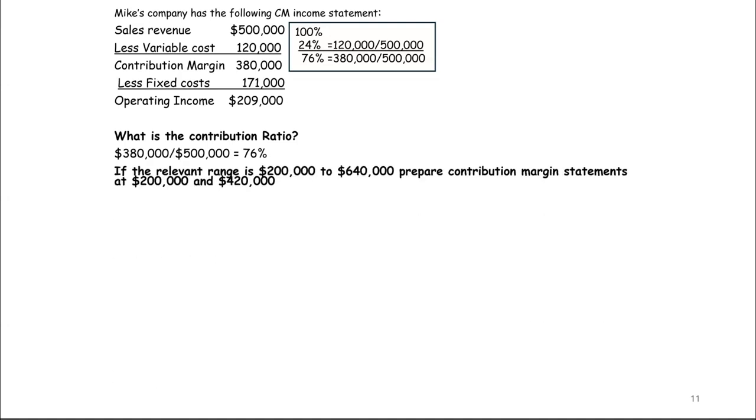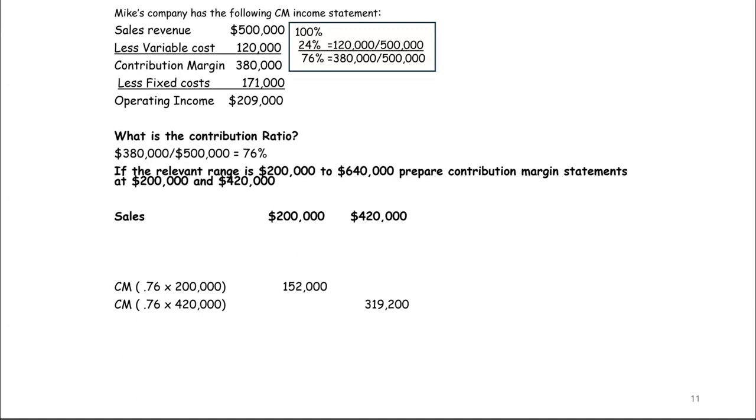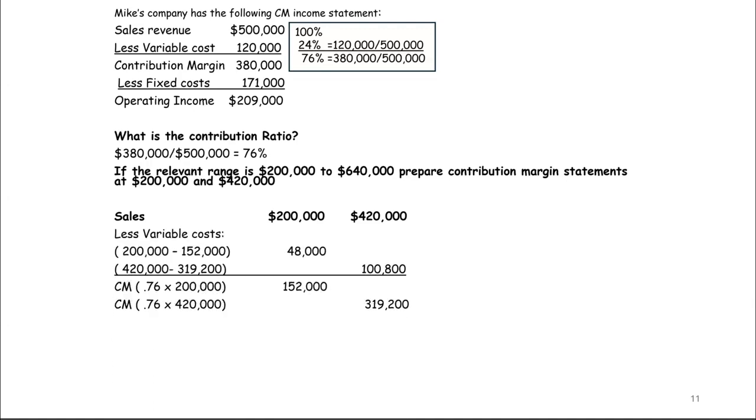Now, the relevant range, we have that, and we're within the range. So sales are at 200 and 420. Now we're going to use our contribution margin ratio to figure out our contribution margin, and then we can work backwards. Or we could have just taken sales times 24% to get our variable cost. You would have got the same number, less our fixed costs, and that tells you our operating income. So at $200,000, we're going to lose money, but at $420,000, we're going to make money.